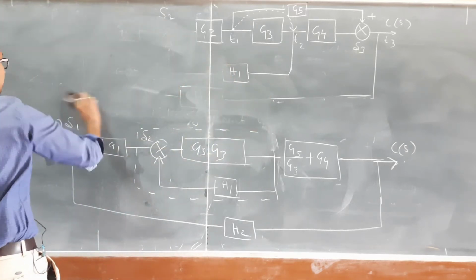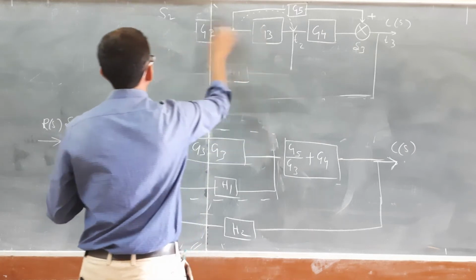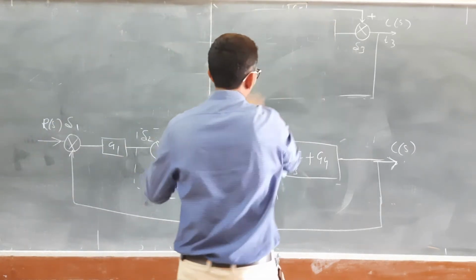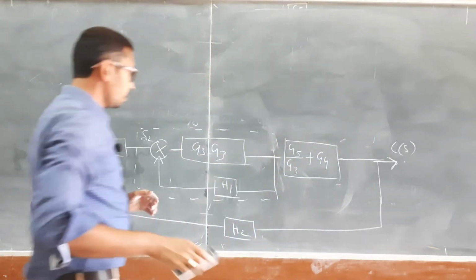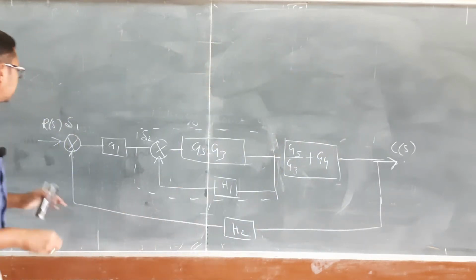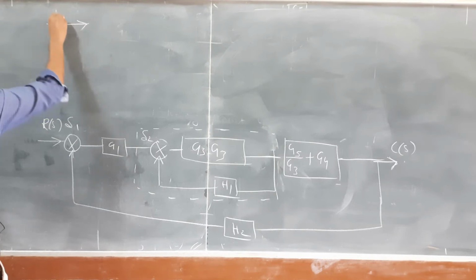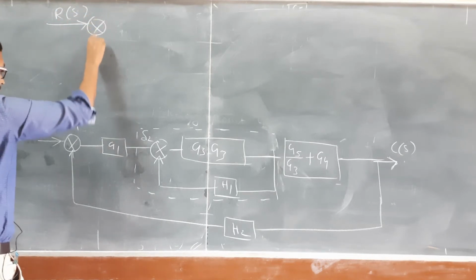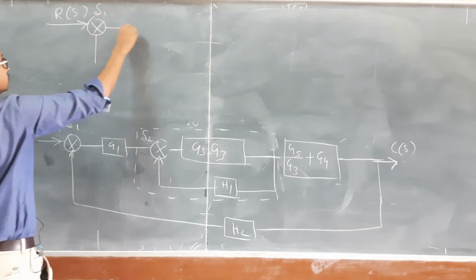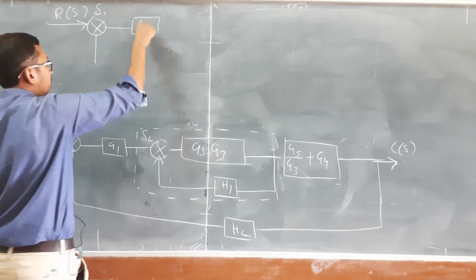You need to write step by step. You should not miss any one of the steps. If you miss a step, you are going to lose the marks. So please keep this in mind. Okay, so I am going to eliminate this one. I am going to rewrite this as R of S plus summing point, then we have a block G1.